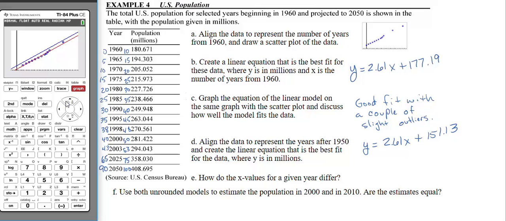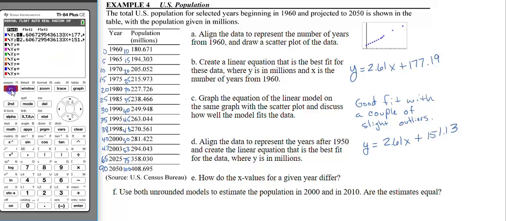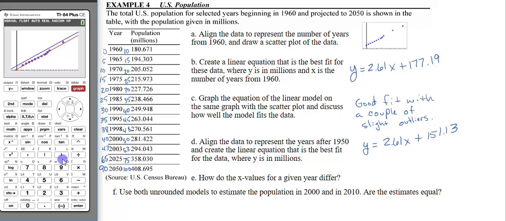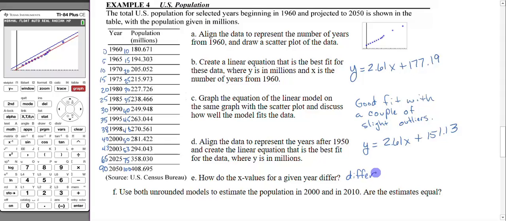Alright, and then let's look at the graph there. And there is a difference there. So if we look here, y equals, you can see the red, it's moved. The line is over here and the data moved as well. It shifted over. So how do the x values for a given year differ? They differ by 10. They differ by 10 units.